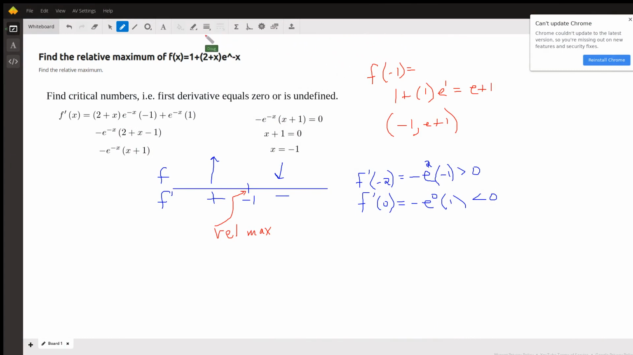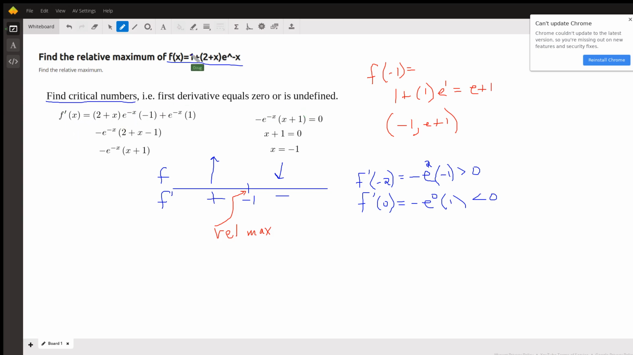Okay, we're going to use the first derivative test here to find out where this function has a relative maximum. Could have a relative minimum, I guess. But to find a relative max or min, we want to find the critical numbers of the function, which means we want to find out when the first derivative equals 0 or is undefined.